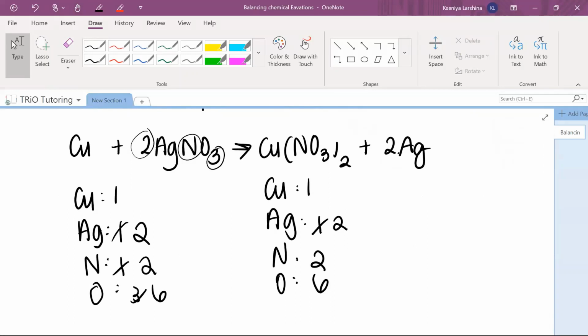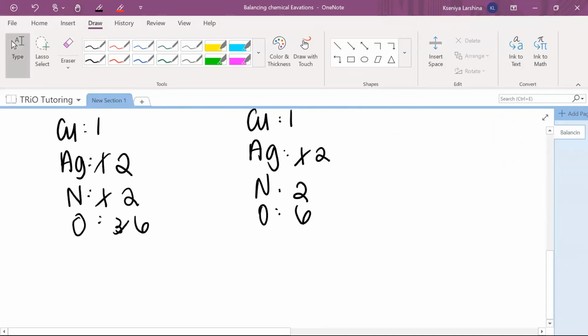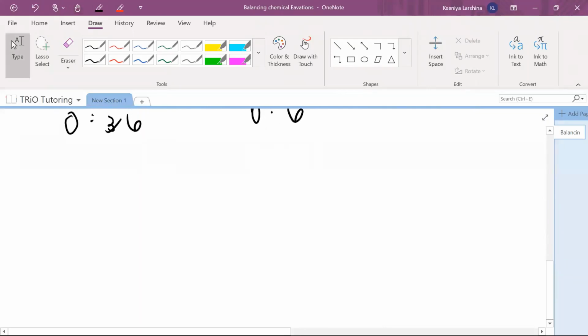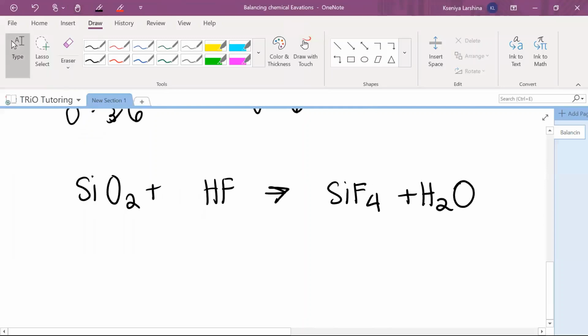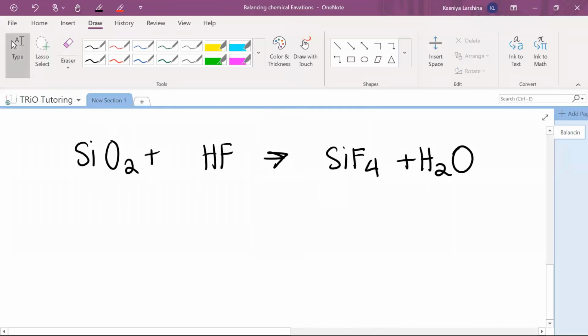Okay, so next we have our silicon oxide plus hydrofluoric acid, into fluoride and that's our water. So this same still applies.